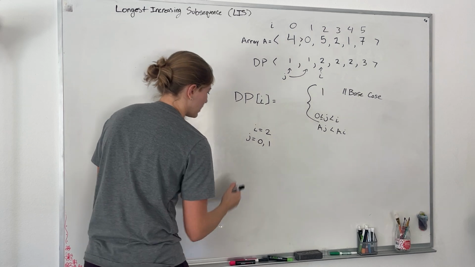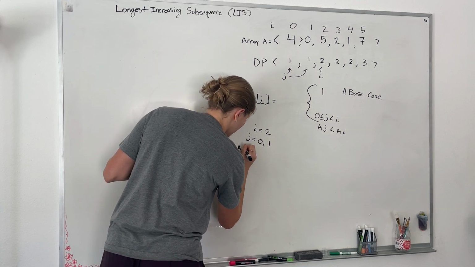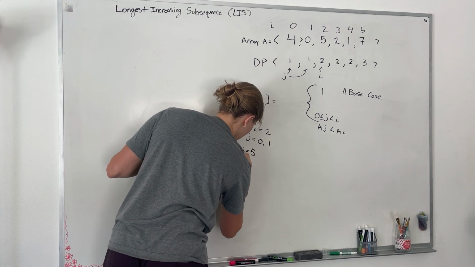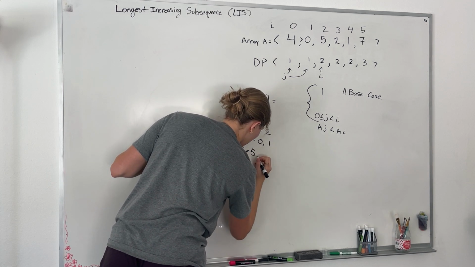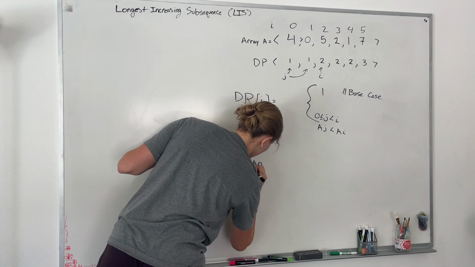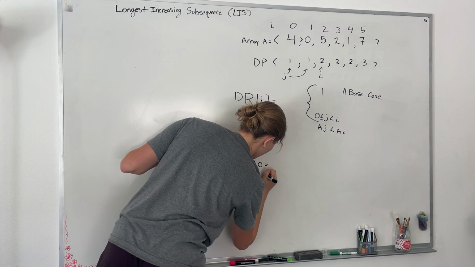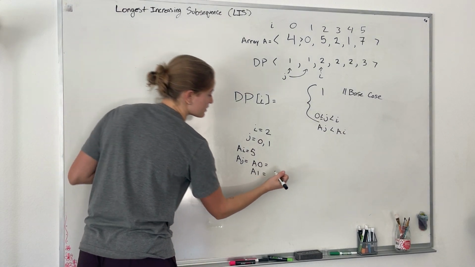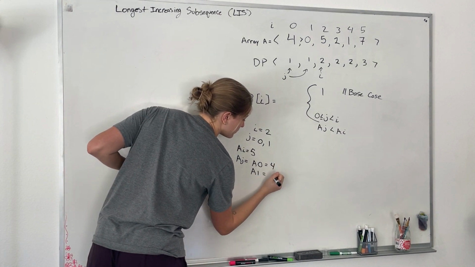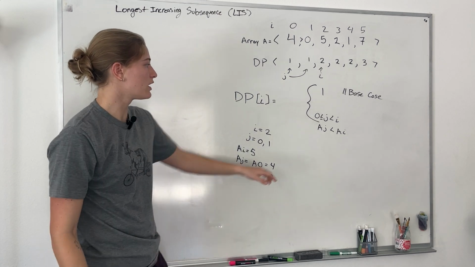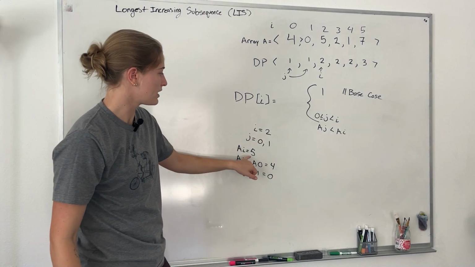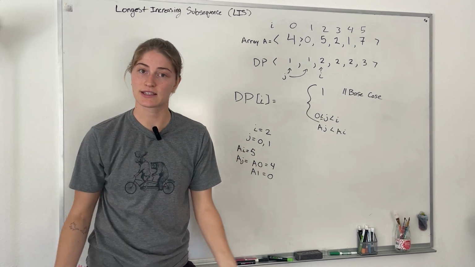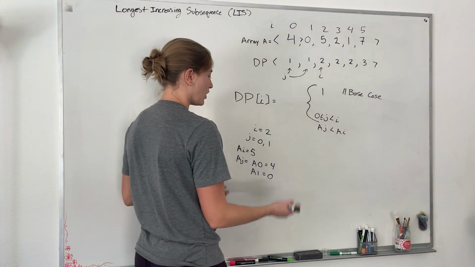And we're going to check the value. So A of I equals 5, and A of j is going to equal A of 0 and then A of 1. Now A of 0 equals 4 and A of 1 equals 0. 4 and 0. And so then we do the second check and we say, is 5 greater than 4 and is 5 greater than 0? The answer is yes. So that means that it's a viable option.